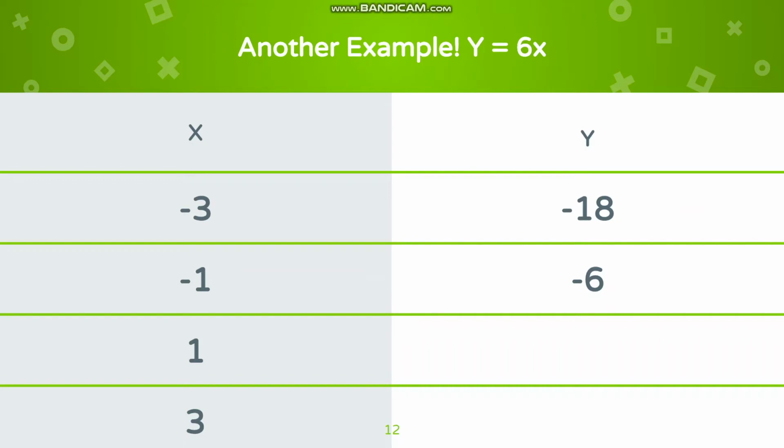So now the other two are positive. Just like we did before, try and do that again. You should have gotten, if you plug in 1, you'd get 6. If you plug in 3, you'd get 18.